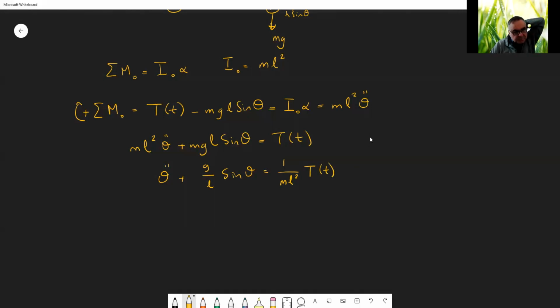Okay, now we have a problem. We have this sine theta term. This sine theta term makes this equation a nonlinear equation. This is a nonlinear term. What do we mean by that? The sine function, theta versus sine theta, is a function like this. So it is not a linear function in terms of theta. If it were linear, this would be linear. But this is nonlinear, obviously.